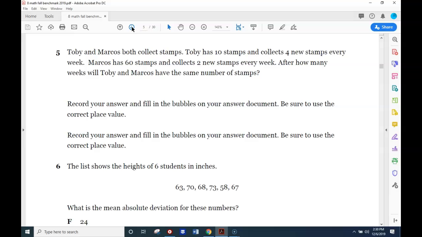Number 5. Toby and Marcus both collect stamps. Toby has 10 stamps and collects 4 new stamps every week. Marcus has 60 stamps and collects 2 new stamps every week. After how many weeks will Toby and Marcus have the same number of stamps? Record your answer and fill in the bubbles on your answer document. Be sure to use the correct place value.